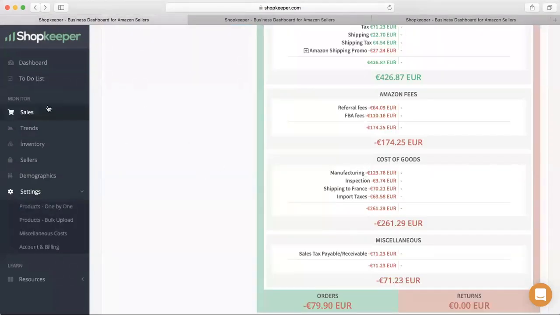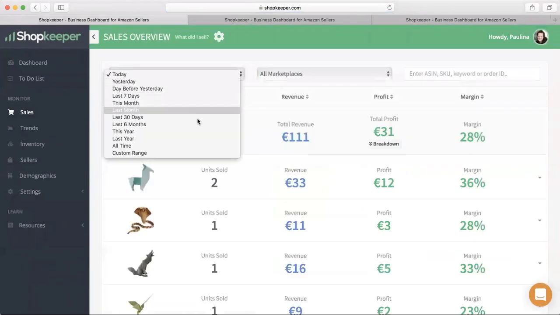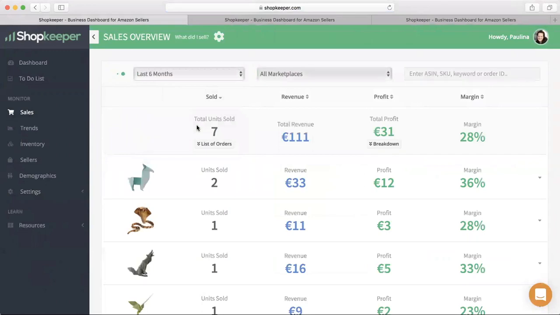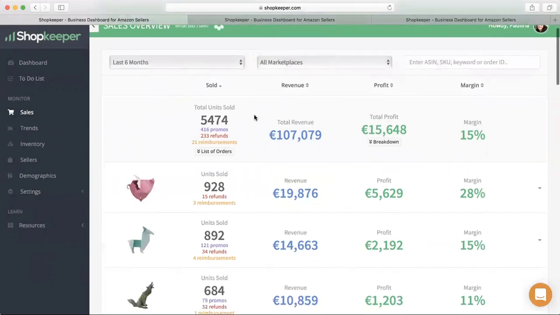Other things that are important are, for example, refunds. So let's look at the refund rates for the last 6 months, let's say. You would again sort by units sold and look at the last months, how your products are performing in terms of refunds.